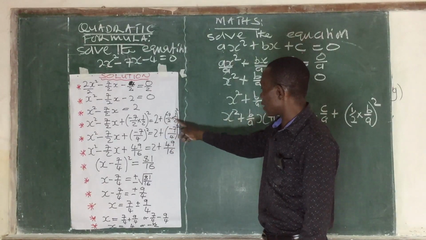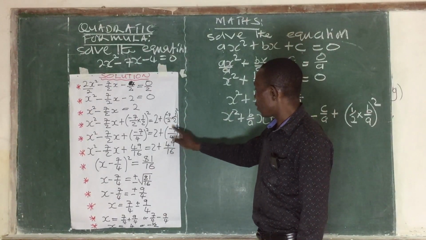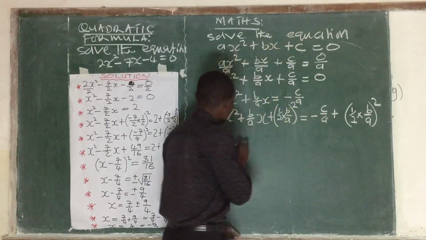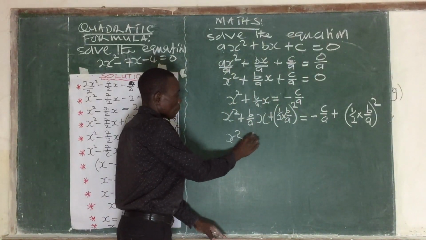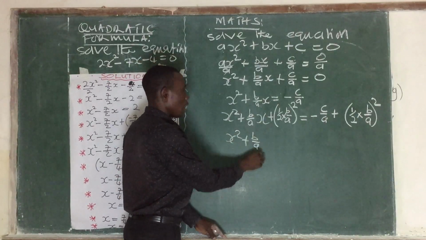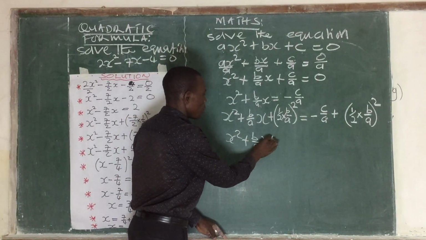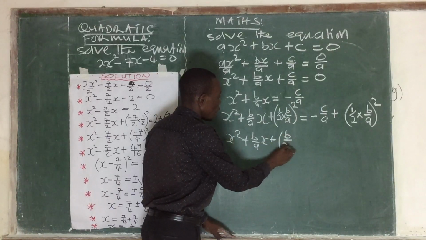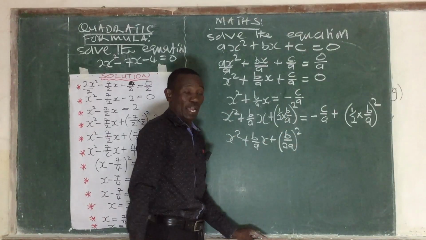And here you can also multiply by that one, you get negative 7 over 4, you are squaring it up. So the same we can also do here. What we have here will be now x squared plus b over a. Then this is x plus what we get there is just like b over 2a. That one should be squared.